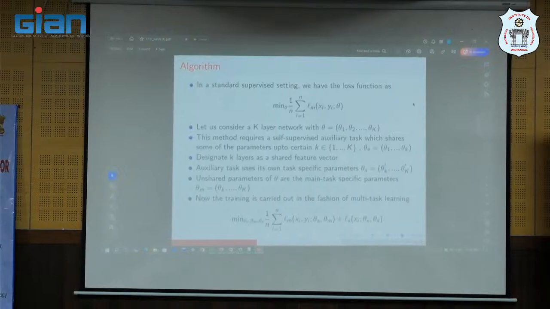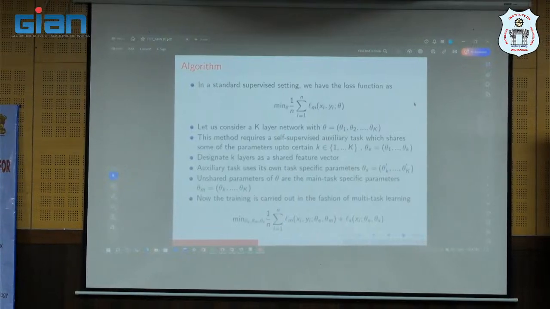And now let us consider that we have a network with some number of layers, let's say k layers, and the algorithm is such that we fix a certain number of layers which will be shared across two tasks, right? So we will be having an auxiliary task where we update the parameters of the auxiliary task separately and the main task separately. So we will be having two different tasks, and the total parameters of the network will be halved, right? We take a certain number of layers which will be shared for the main task and this auxiliary task, and we have separate heads for the main task and the auxiliary task as well.